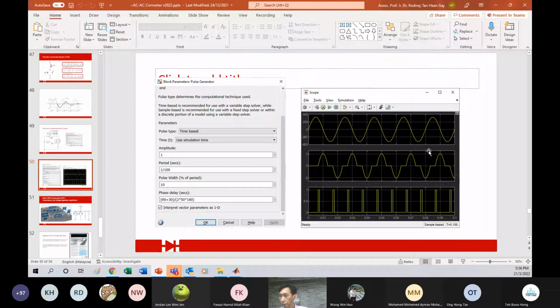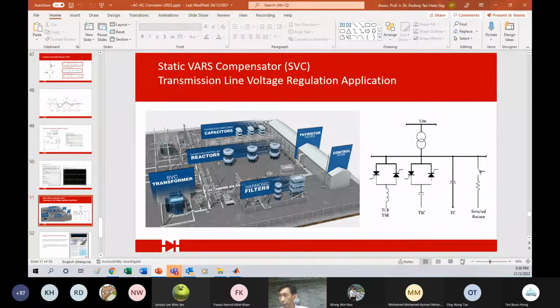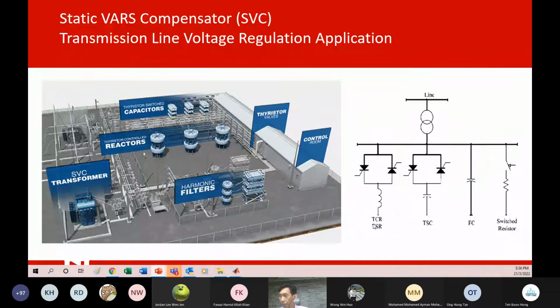Now the next one is to see where this is applied. This is the combination use of the TSC or TCR. Now the S and C, the only difference is that S is on and off, while C, you can control any firing angle. That's the basic definition of it. So in the real application, this is actually applicable to the transmission line, the top one here.